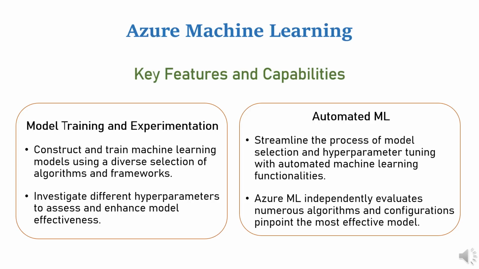Key features and capabilities. Model training and experimentation: construct and train machine learning models using a diverse selection of algorithms and frameworks. Investigate different hyperparameters to assess and enhance model effectiveness. Automated ML: streamline the process of model selection and hyperparameter tuning with automated machine learning functionalities. Azure ML independently evaluates numerous algorithms and configurations, pinpointing the most effective model.